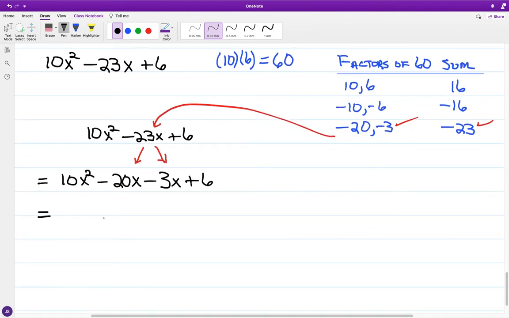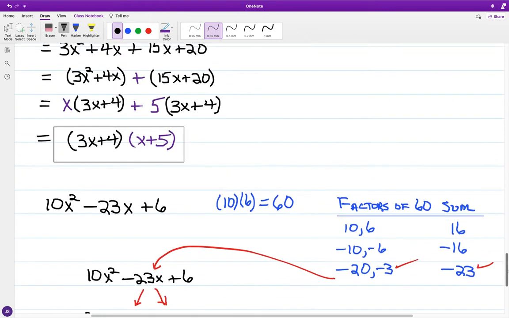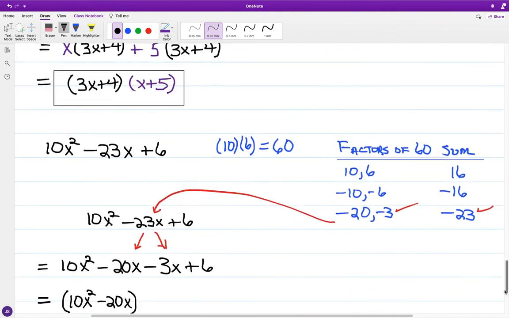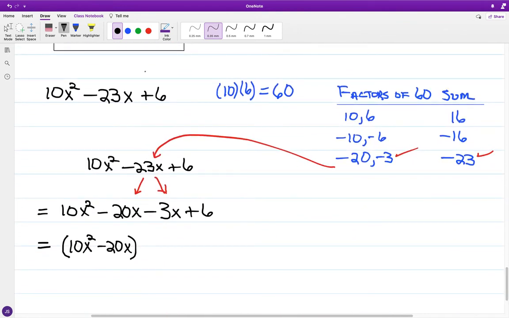Now the grouping stage is going to occur. For the first two terms, we have 10x squared minus 20x. Now if you notice, in the prior example the operation in the middle was addition, but here we now have the operation to be subtraction.